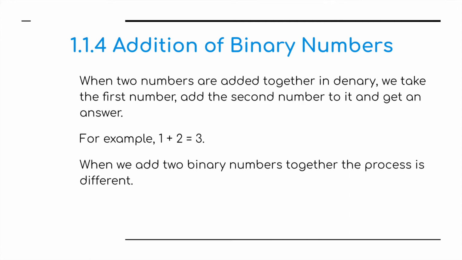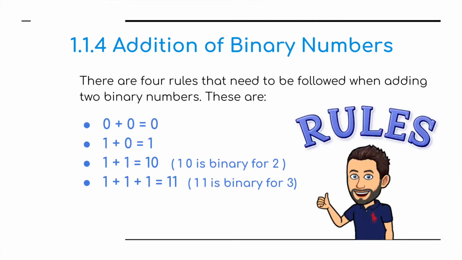So there are some rules, and here we go. We've got 4 rules. If we have 0 plus 0, obviously that's going to be a 0. It's the same in any number system. 1 plus 0, of course, is still 1. But when we get to the next one, 1 plus 1 would equal 2, which in binary would be 1 lot of 2 and no lots of 1s. And then if we have 1 plus 1 plus 1, obviously this is 3, but 3 is represented as 1 lot of 2 and 1 lot of 1.